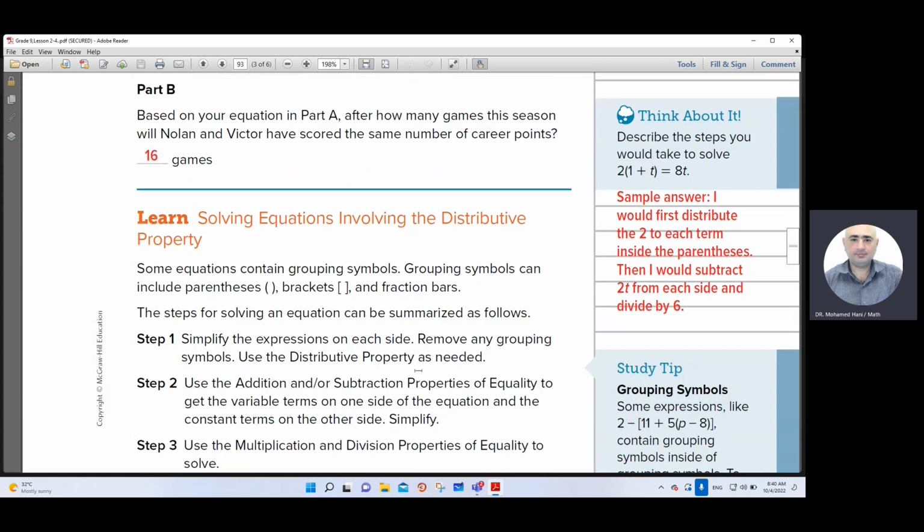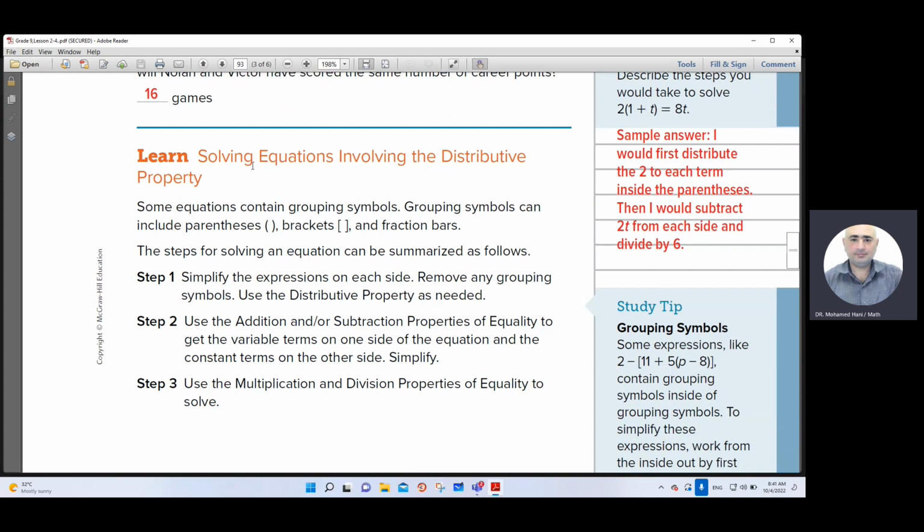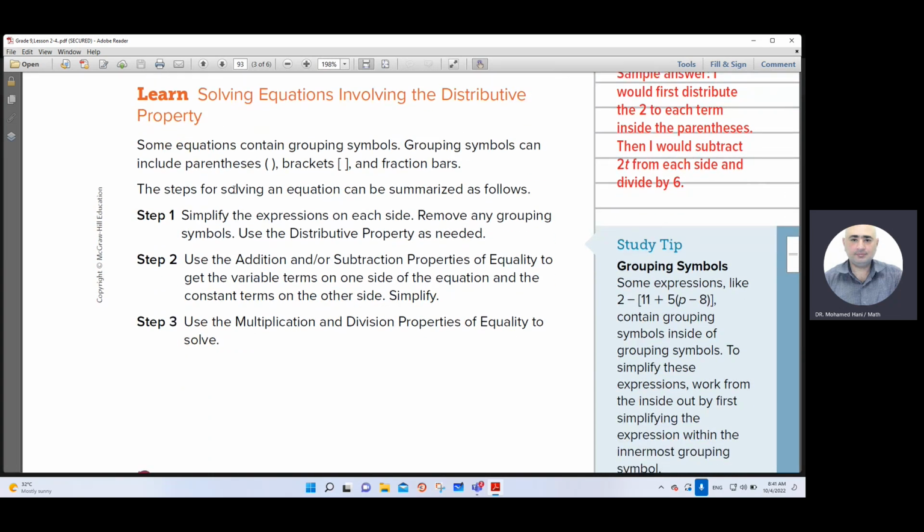The second idea is solving equations involving the distributive property. So when you finish the example here, write this title, please. Some equations contain grouping symbols. Grouping symbols can include parentheses. When you see these signs, the name of these signs is parentheses. And when you see these signs, the name of these signs is brackets. Brackets, okay? And fraction bars.